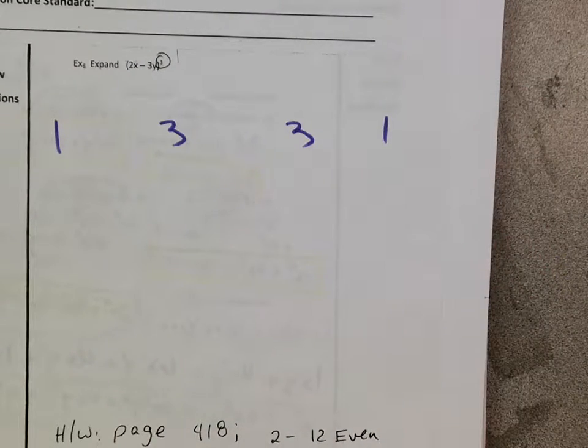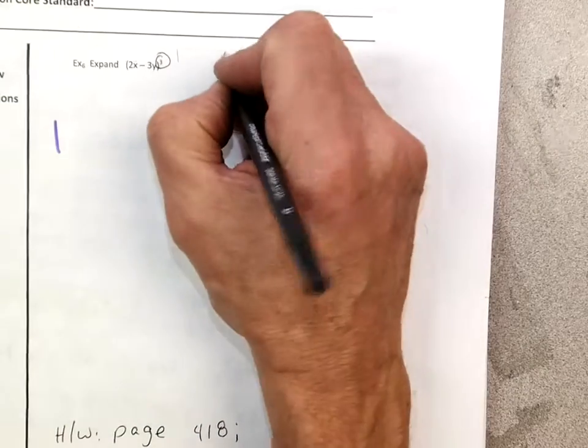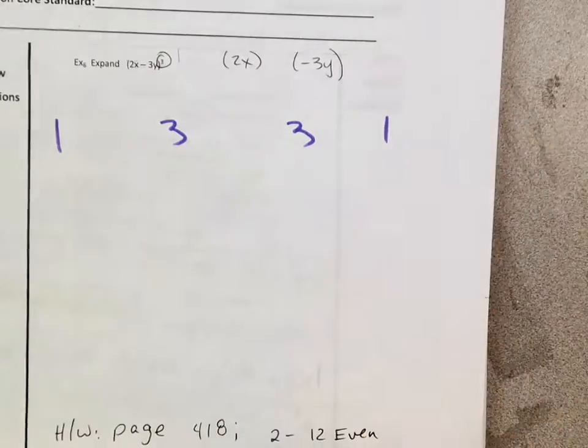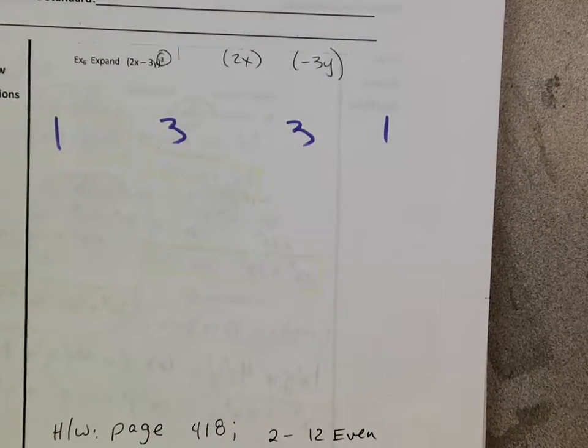Now I got to be careful because I'm going to take my 2x and my negative 3y as my terms. Are you guys done? Awesome. You want to put it on my desk then?